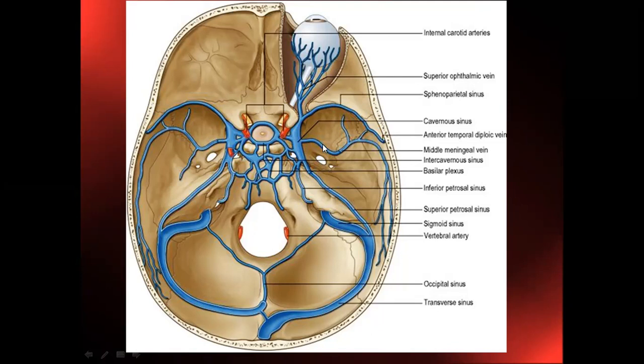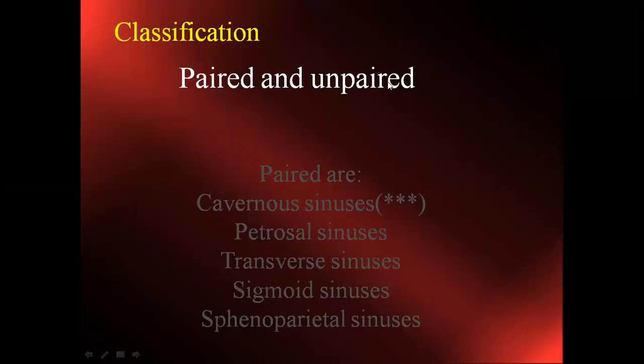Okay. You are finding the middle meningeal vein, which is also on both sides, hence paired. Okay. The cavernous sinus is on both sides, hence it is also paired. Right cavernous sinus, left cavernous sinus. This is the superior petrosal sinus, which is also found on both sides, hence paired. You are finding the sigmoid sinus on both sides. You are finding the transverse sinus on both sides, hence a paired sinus. The occipital sinus looks one in number, isn't it? So like that, you are finding dural venous sinuses, they are paired and unpaired.